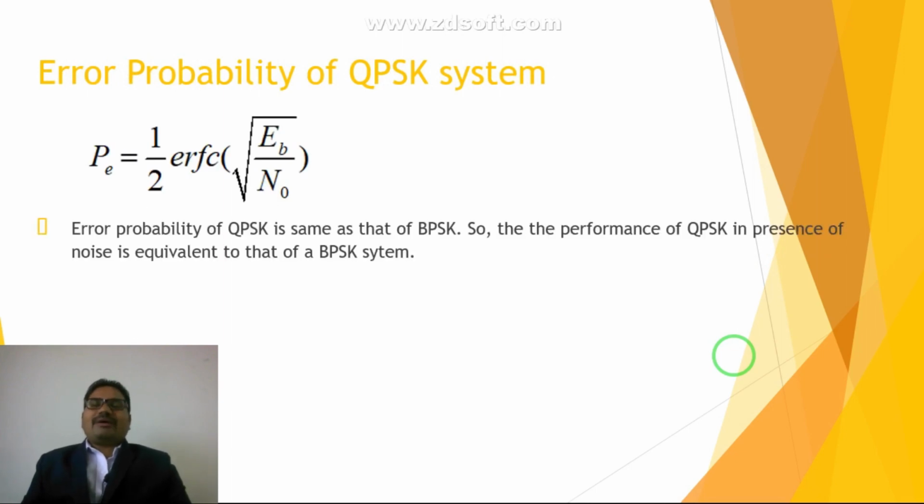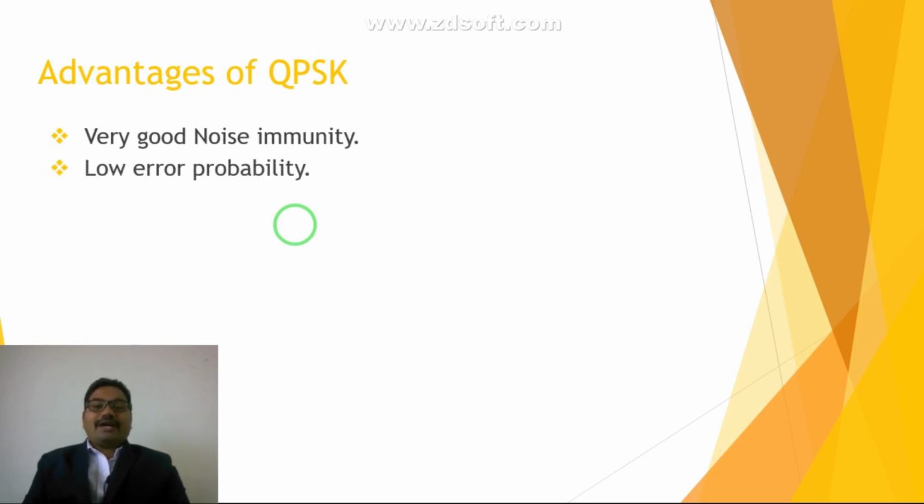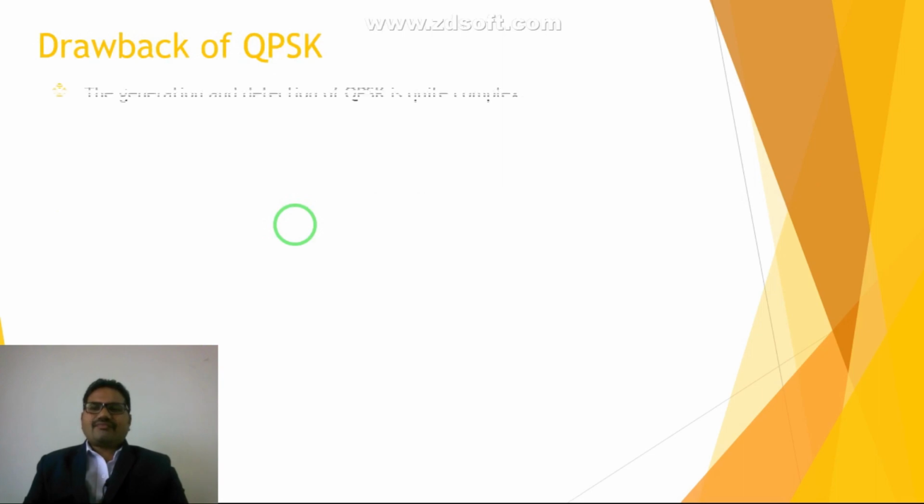Now, the error probability of the QPSK system is given by the same formula as the BPSK equation, so the performance of QPSK in the presence of noise is equivalent to the BPSK system. What are the advantages of the QPSK system? Very good noise immunity like BPSK, and low error probability. As we have seen, the baud rate is half the bit rate, therefore there is more effective utilization of the available bandwidth of the transmission channel. Next, what is the drawback? The generation and detection of QPSK is quite complex.